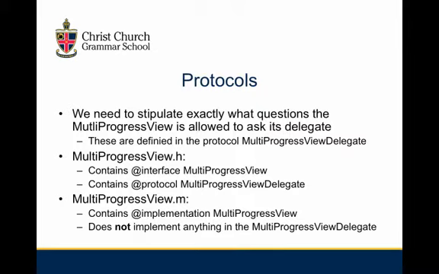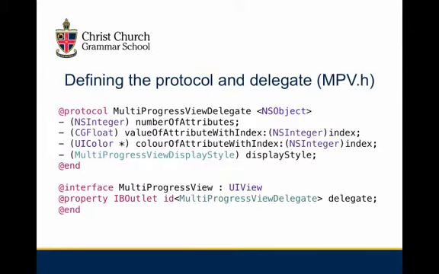The multiprogress view.m just implements its own code. It doesn't implement the delegate methods, but it will call the delegate methods. So in doing things, it will say to its delegate, hey delegate, here's what I need, and it will just assume that they're there. So here's an example of what I just said. This is what you'll do in the demo. So the protocol multi-progress view delegate is an NS object. Don't worry too much about that.